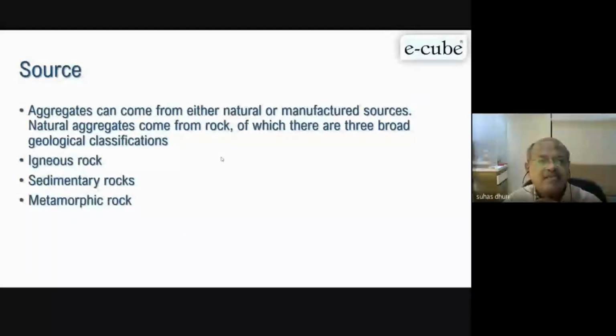Now these aggregates may come from a natural source or from a manufactured source. Natural aggregates come from rock, which has three geological classifications. You must be knowing this: igneous rock, sedimentary rock, and metamorphic rock. I'll not spend much time on this; all the details are available. But the basic source of rock is these three. From there, we produce the aggregate with different mechanisms. That we'll discuss.